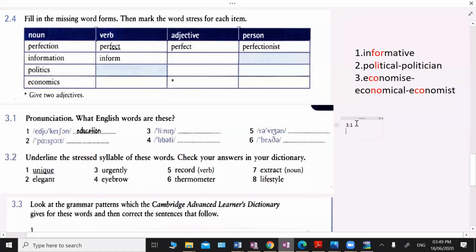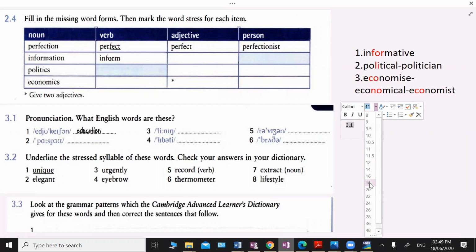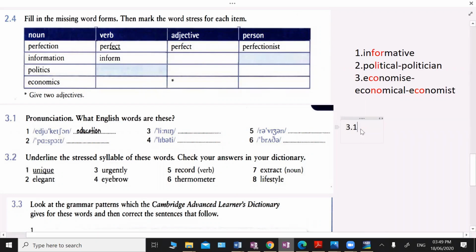And look at number 1. Here, the symbols are given. You need to find words from these symbols. For example, number 1 is education. Now, number 2, it's your turn. Please try to participate. I see one or two, like Anis, all the time participating, and others, I don't know. It shows that only Anis is with me.